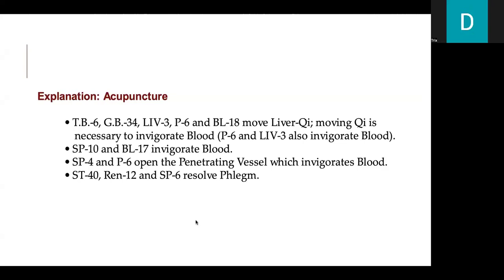Acupuncture points explanation: triple burner 6, gallbladder 34, liver 3, pericardium 6, and bladder 18 move liver qi. Moving qi is necessary to invigorate blood. Pericardium 6 and liver 3 also invigorate blood. Spleen 10 and bladder 17 invigorate blood. Spleen 4 and pericardium 6 open the penetrating vessel, which invigorates blood. Stomach 40, ren 12, and spleen 6 resolve phlegm.